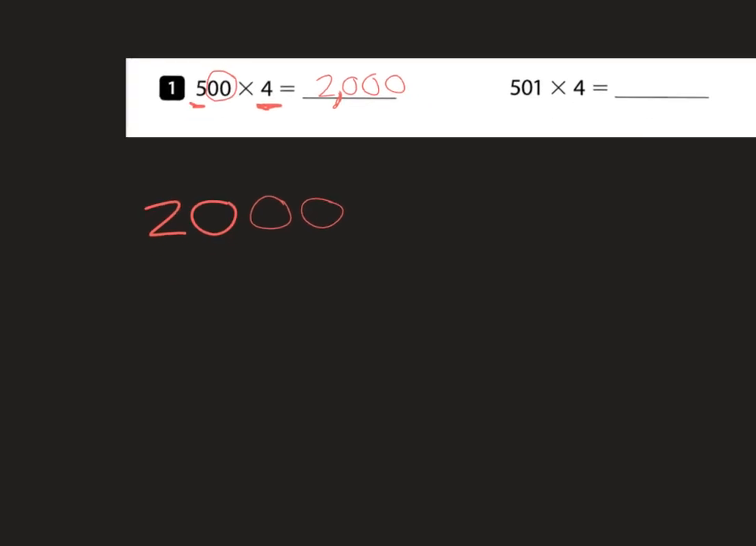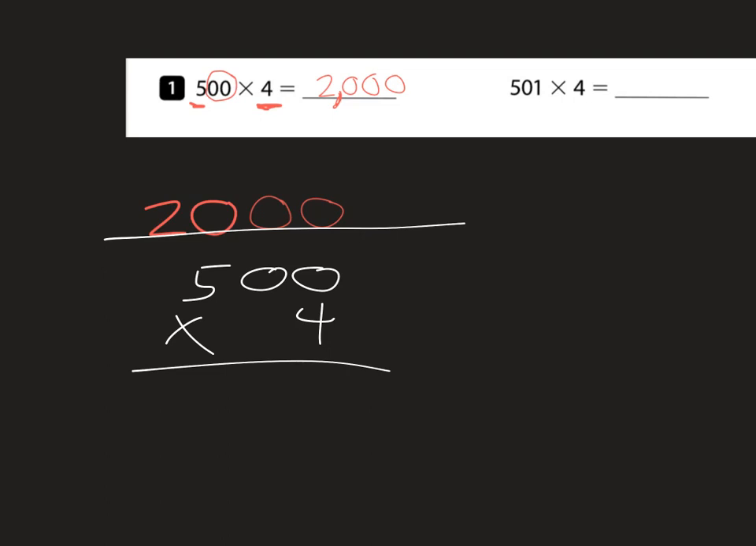Another way you could do this, you could go ahead and do it 500 times 4. We start with our units place. 4 times 0 is 0. Next, we go to our tens place. 4 times 0 is 0. And then we go to our hundreds place. 4 times 5 is 20. So essentially what you're doing here is distributing this 4 to the units place, to the tens place, and then to the hundreds place. So you're multiplying 4 times 0 is 0, 4 times 0 is 0, 4 times 5 is 20.